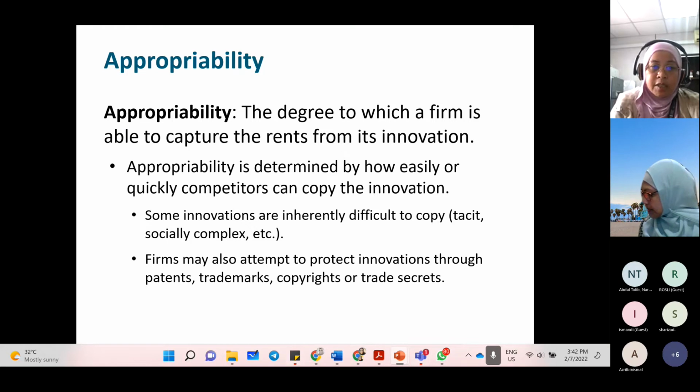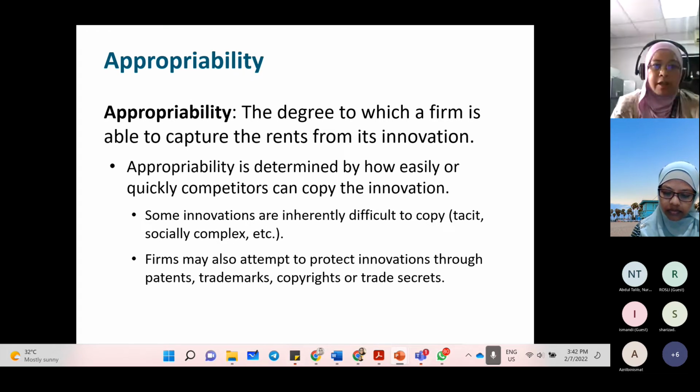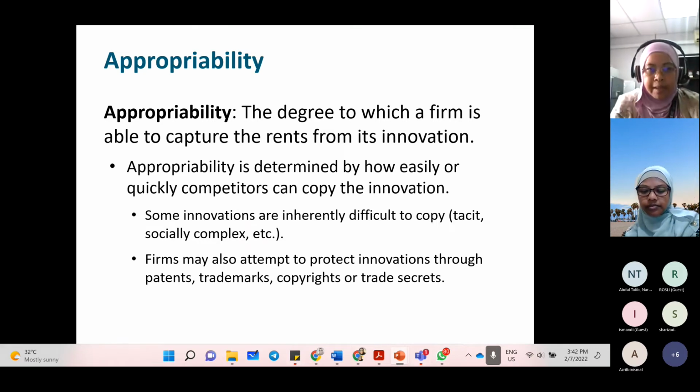So one of the important terms in this chapter is appropriability, the degree to which a firm is able to capture the rent from its innovation. When we are discussing rent, there is a possibility that this innovative product can be used by certain people under certain situations or timelines. For example, you can use this product with a license for 1 year, for 2 months, for 1 month, or for half a year. So appropriability is determined by how easily or quickly competitors can copy the innovation.